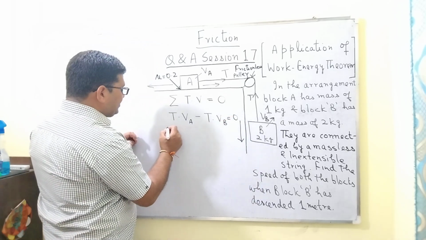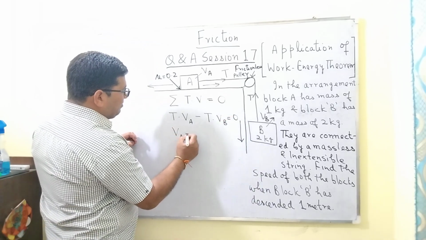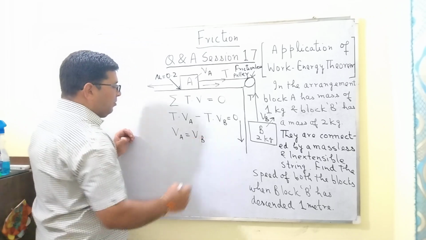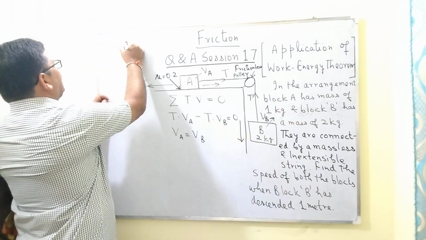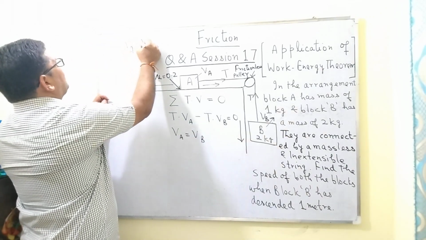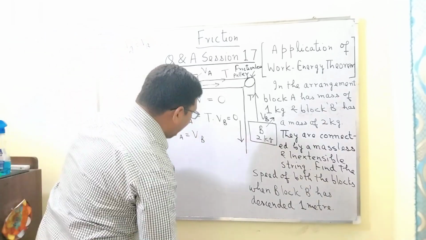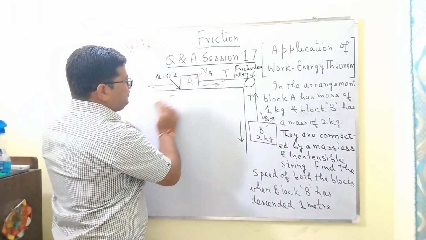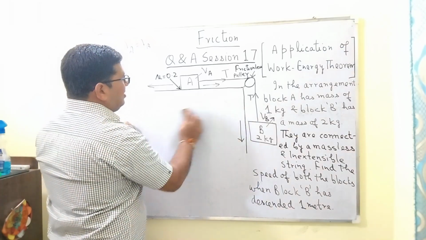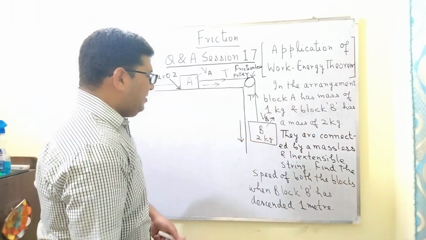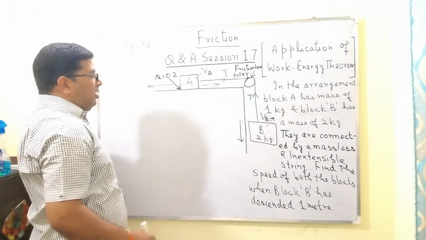So from here we can say that the velocity of the block A will be equal to the velocity of the block B. So this is the first relation which I have got. That is, the velocity of block A will be equal to the velocity of block B. Now I will be using the work energy theorem in order to find the speed of both these two blocks.